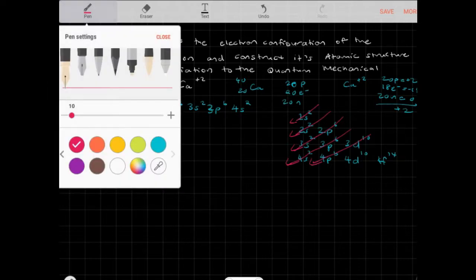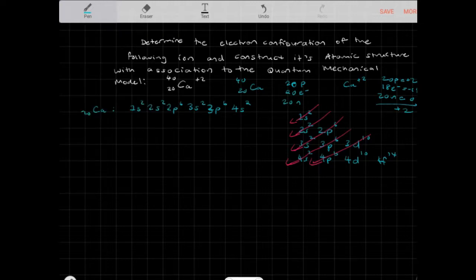Now, in the calcium ion, you're going to have 18 electrons. So you have 1s2, 2s2, 2p6, 3s2, 3p6. Now the 4s subshell is missing the 2 electrons. So if you look at this, this is its actual valence shell, right?